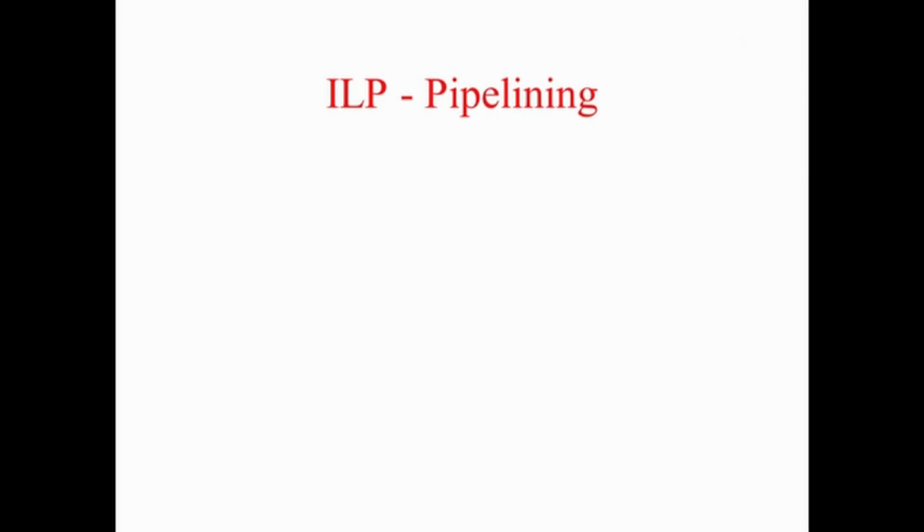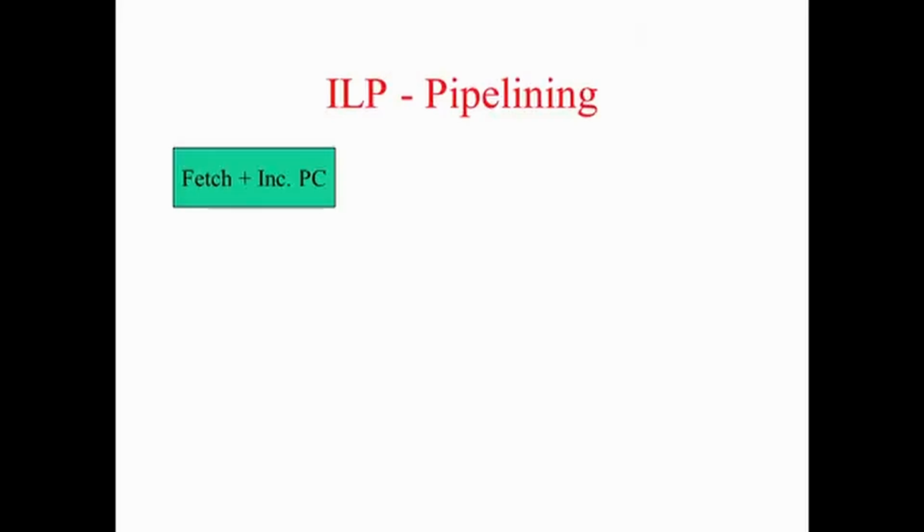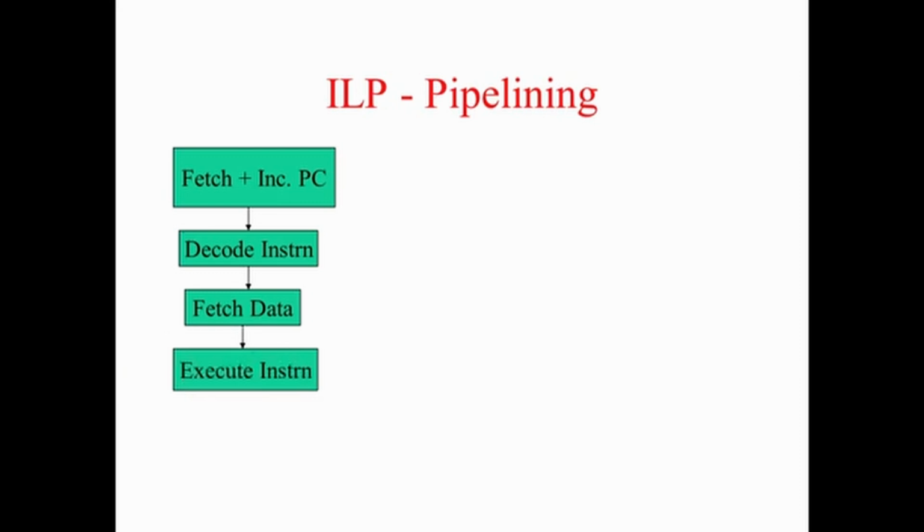Pipelining is what we term as instruction level parallelism, ILP, okay. It is not integer linear programming, okay. It is instruction level parallelism. Now where do we get that instruction level parallelism? When I want to execute an instruction, I fetch the instruction and increment the PC. The next is I decode the instruction. The next is I fetch data, then I execute the instruction, then I store back the result. These are the 5 general stages in execution of an instruction.